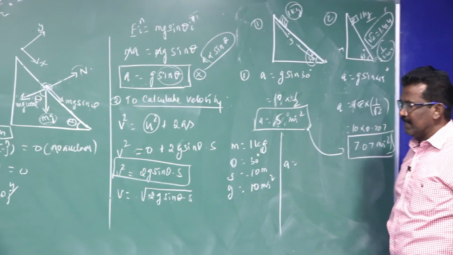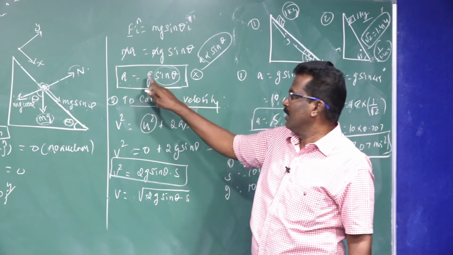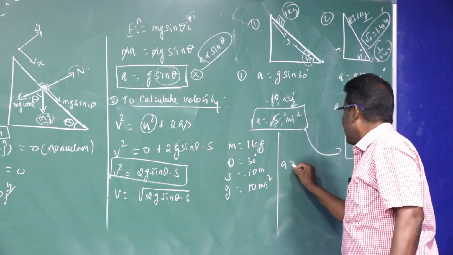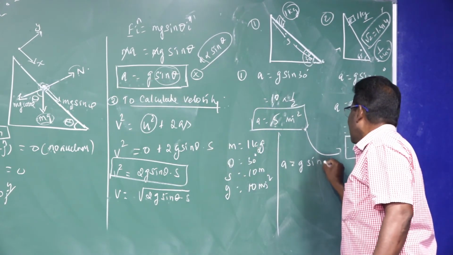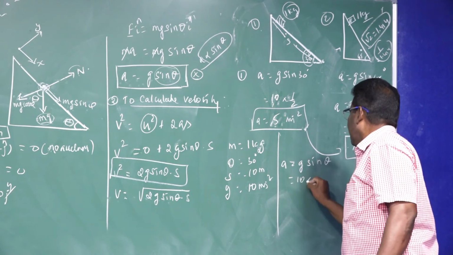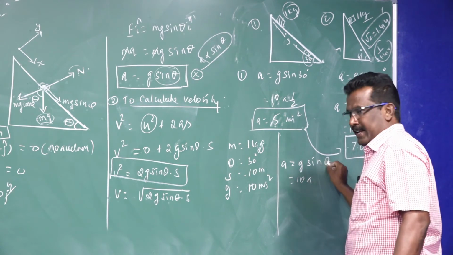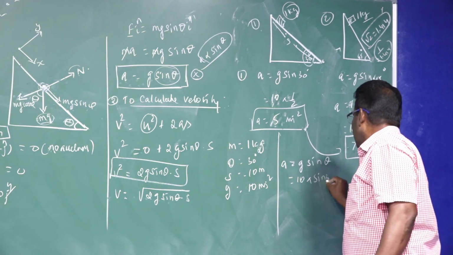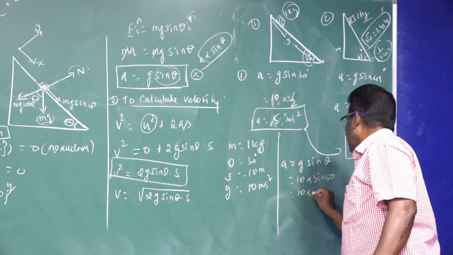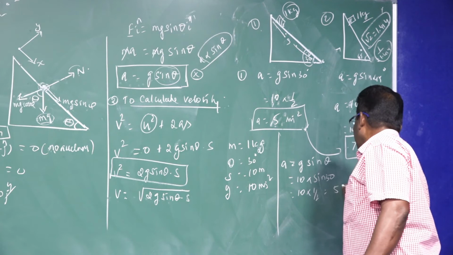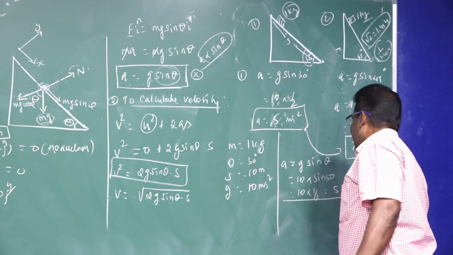What is the acceleration? Acceleration a is equal to g sin theta. Take g as 10 and sin 30 is 1 by 2. So 10 into 1 by 2 is 5 meter per second square acceleration.